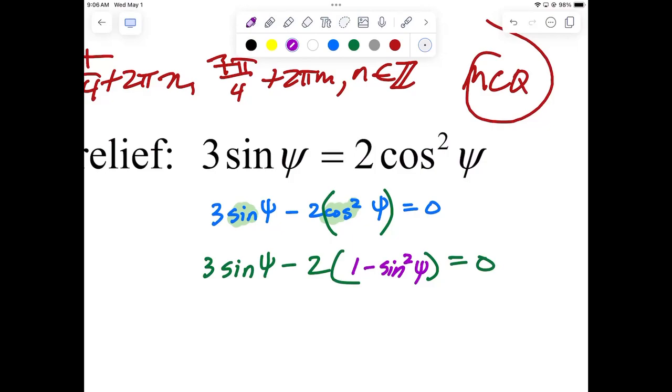Right? So here's what you need to know about the PIDs. You not only have to have them memorized, but you need to be aware that you can write cosine squared in terms of sine squared and vice versa. You can write secant squared in terms of tangent squared and vice versa.